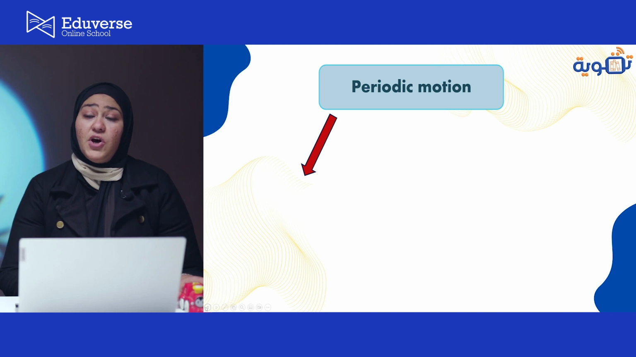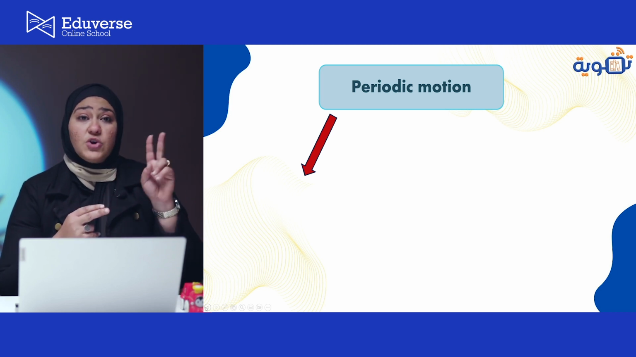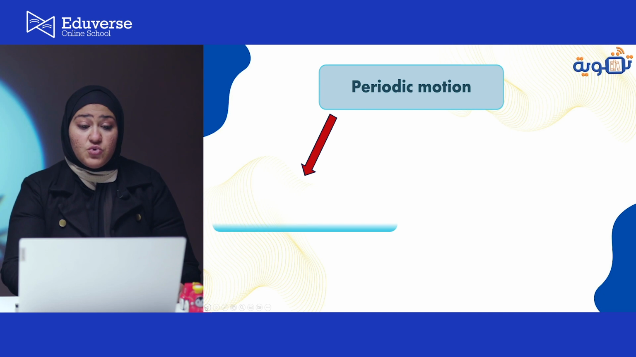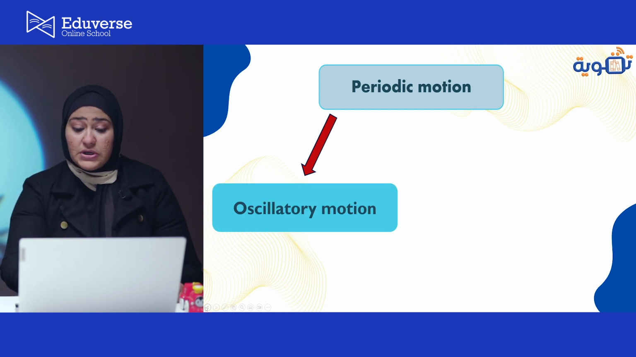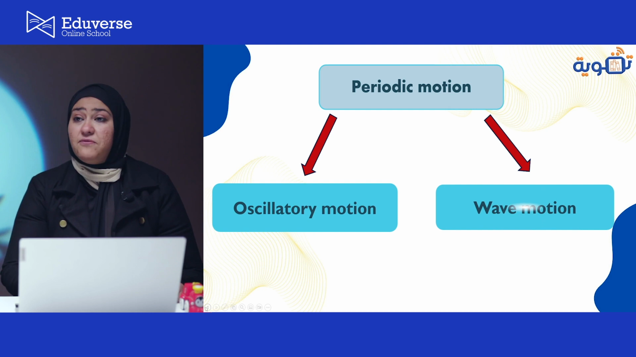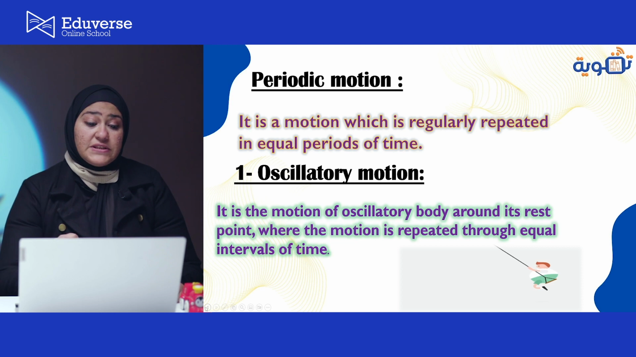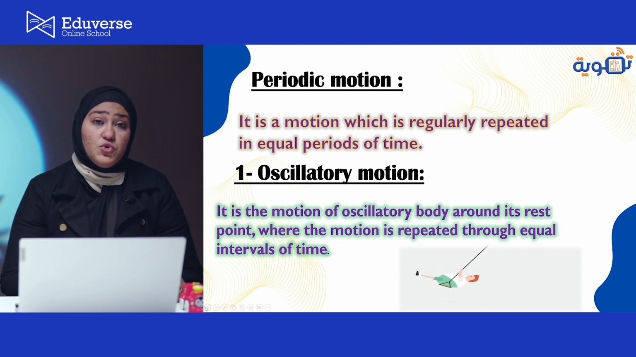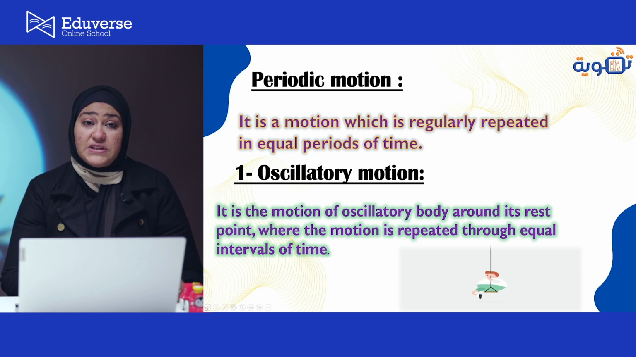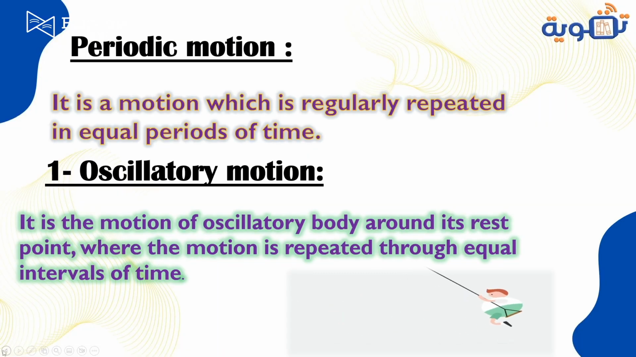Let's talk about periodic motion. We have two types of periodic motion. The first one is oscillatory motion. The second one is wave motion. Let's talk about what's meant by oscillatory motion. Oscillatory motion means the motion of an oscillatory body around its rest point, around its rest position, where the motion is regularly repeated at equal time intervals, at equal periods of time.